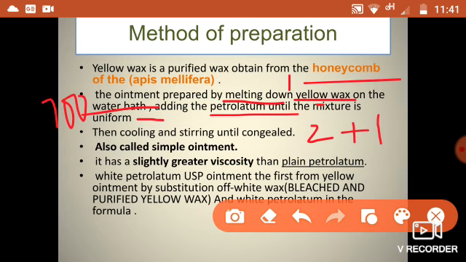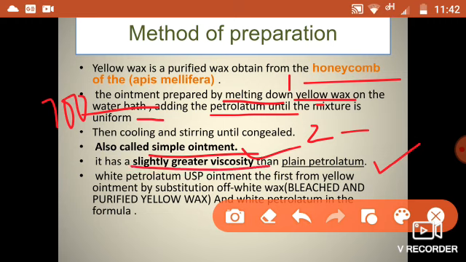Cool both ingredients and stir. Stir means mix continuously until it congeals. Congealed means they compactly bind to each other. It is also called a simple ointment. It has slightly greater viscosity than plain petrolatum. Plain petrolatum is used by the pharmacist for the convenience of the patient, but the market product is simple ointment, which everyone can use and which is available OTC, over the counter. Okay, it has a slightly greater viscosity.